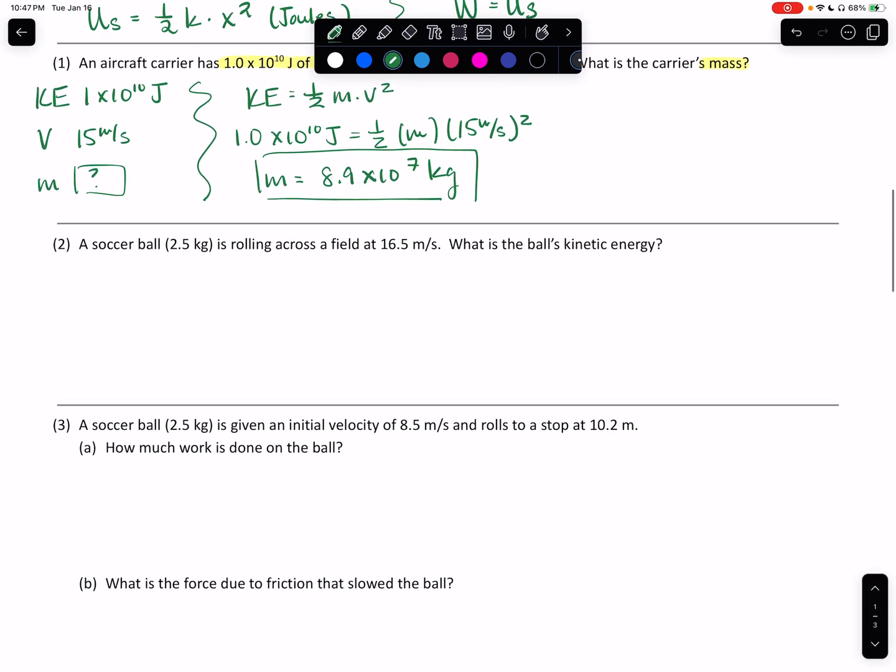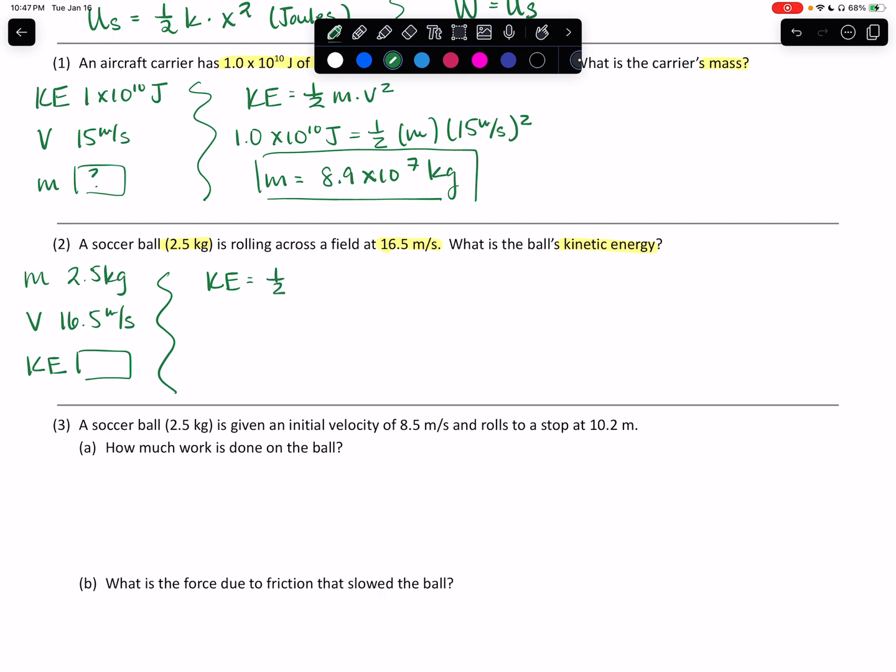Now we have a soccer ball with a mass of 2.5 kilograms rolling across a field at 16.5 meters per second. What is the ball's kinetic energy? So this time we know the mass, 2.5 kilograms. We know the velocity, 16.5 meters per second, and we're asked to find the kinetic energy. So again, kinetic energy is 1/2 mv squared.